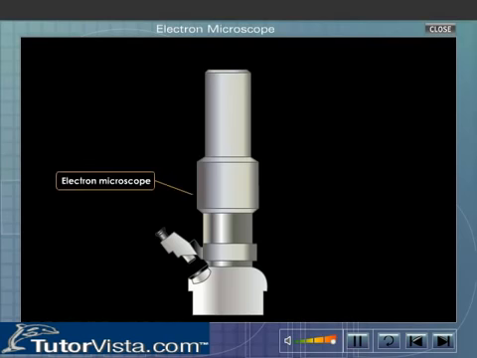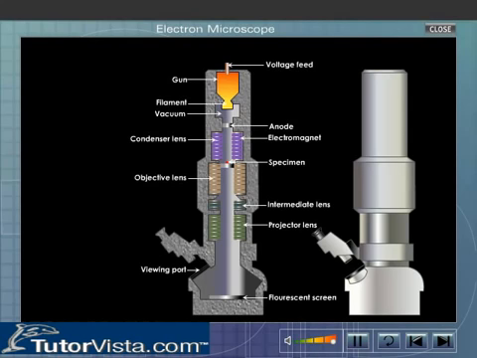Working of an electron microscope. Electron microscopes function exactly as their optical counterparts, except that they use a beam of electrons instead of light to view the specimen and gain information about its structure and composition.